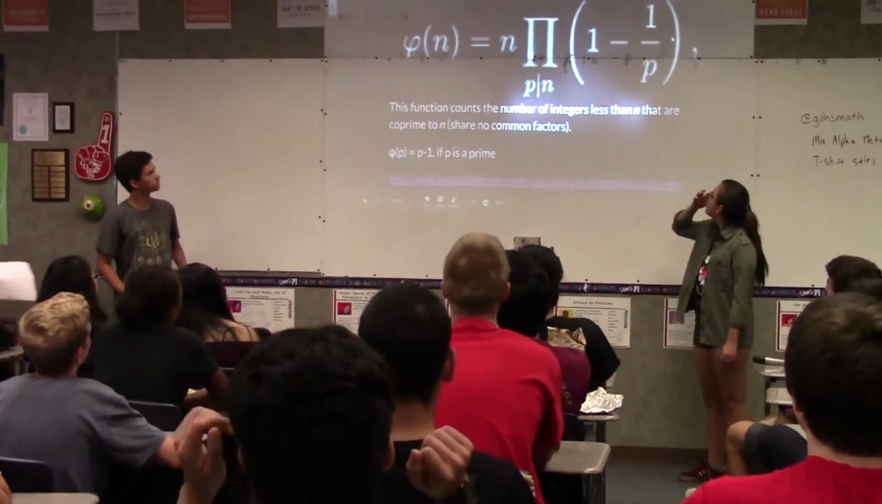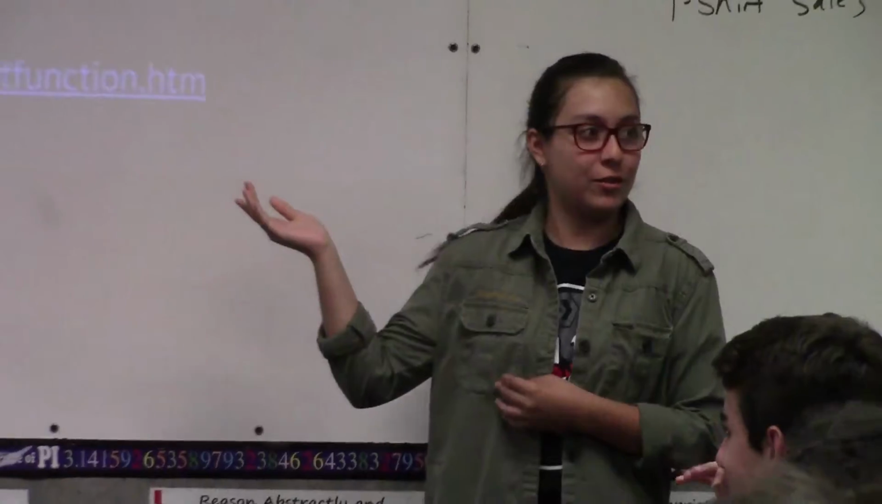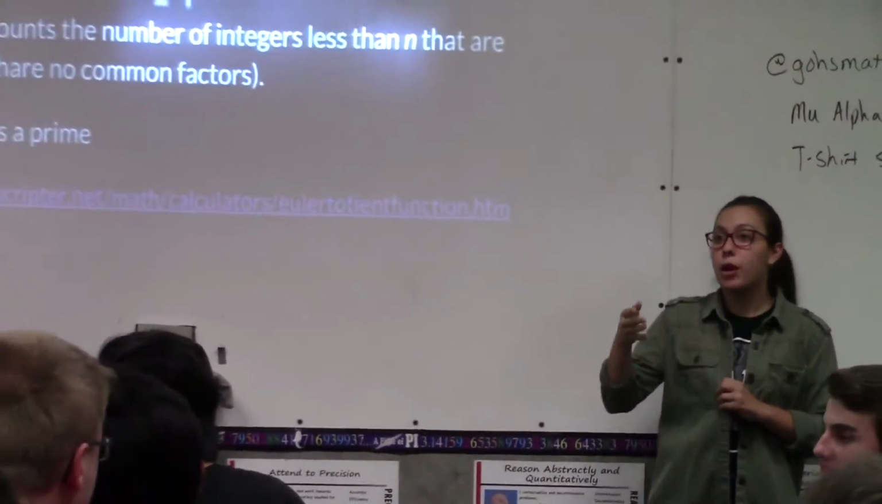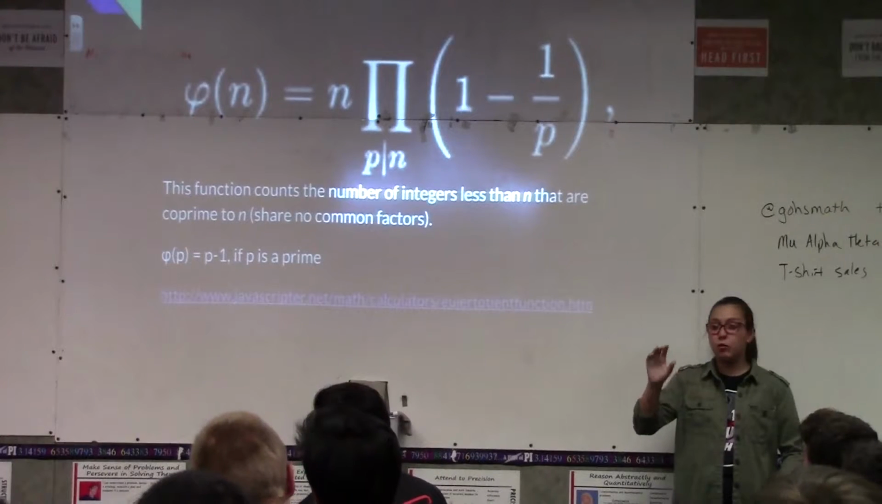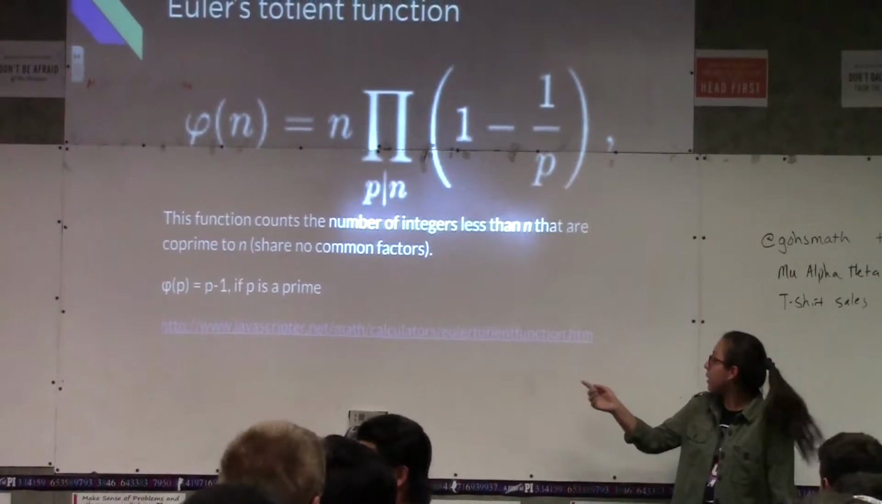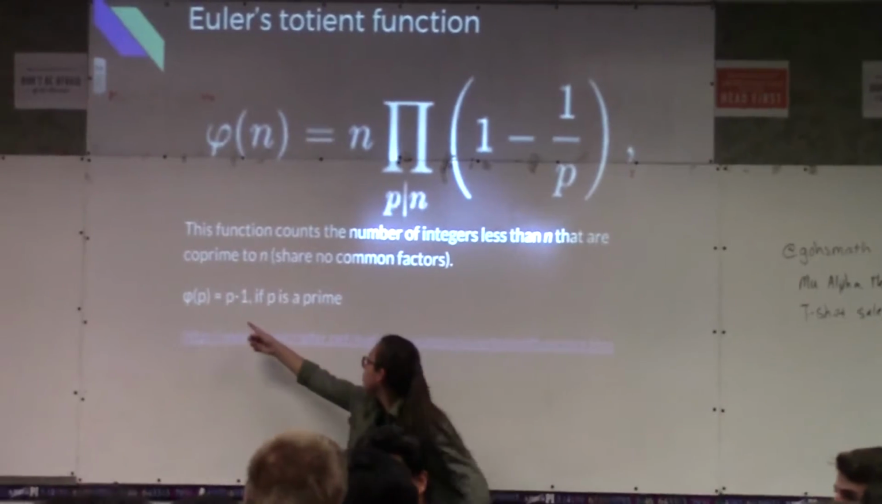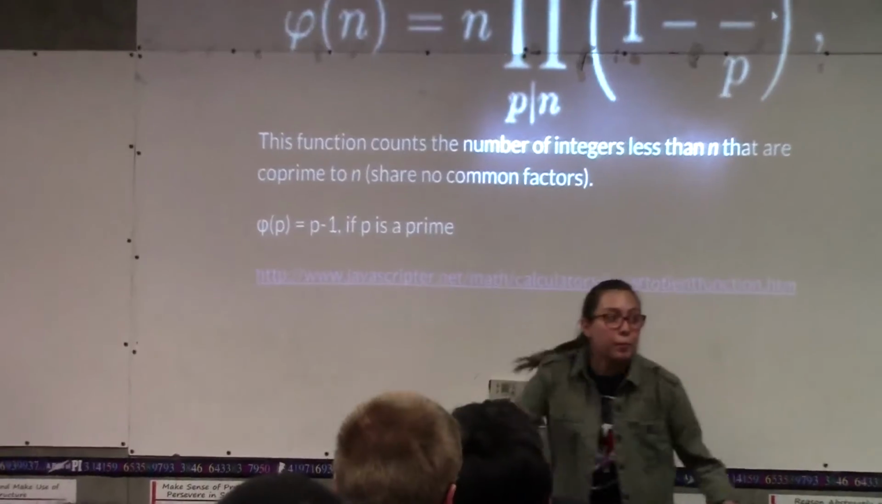Okay, so now we're on to Euler's totient function, and it's that mess, but it's not that complicated. This function counts the number of integers less than n that don't share any common factors with it, and phi of p is p minus 1 if p is prime.